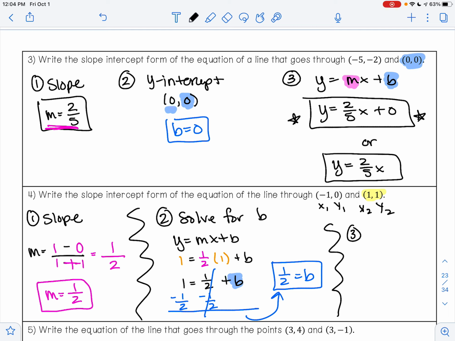Step 3 is to write your equation. So my equation in slope-intercept form is going to be y equals 1/2 x plus 1/2.